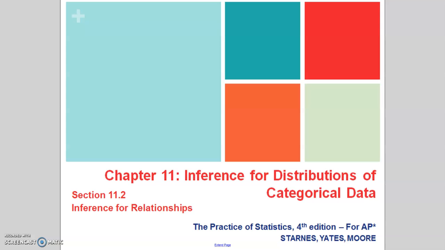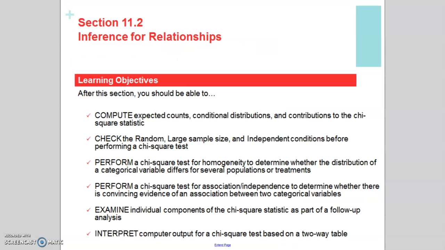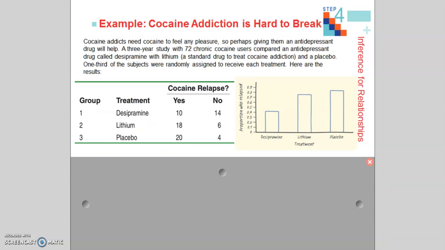Hello students, and today we're going to finish up section 11.2, which actually will be the end of chapter 11. So we're going to look at a new type of chi-squared test, but first let's go back and review our test for homogeneity with another quick example.